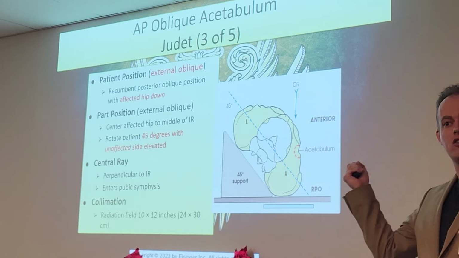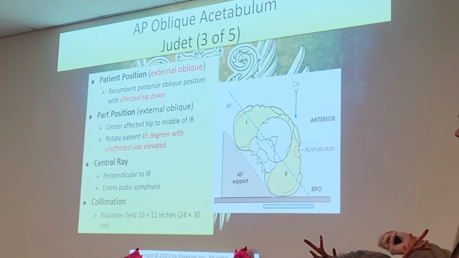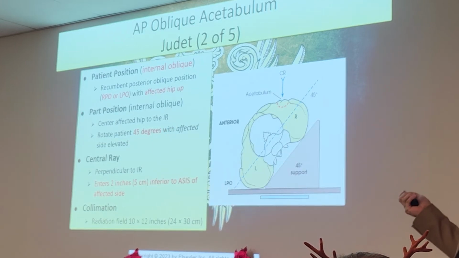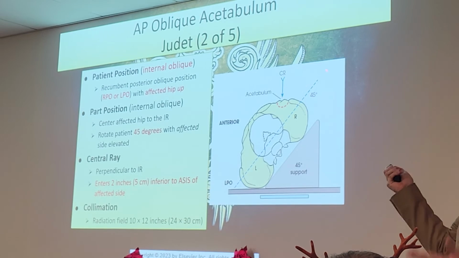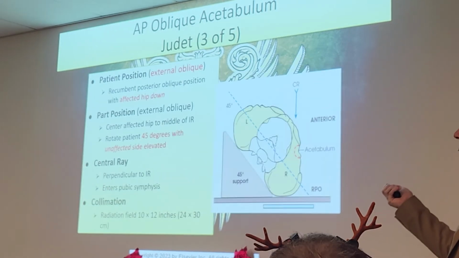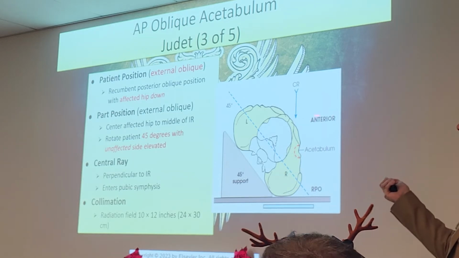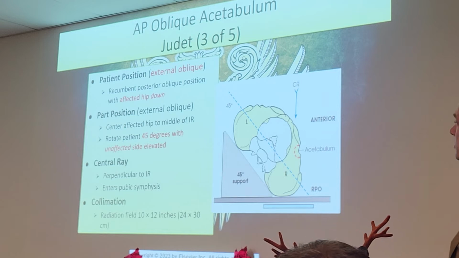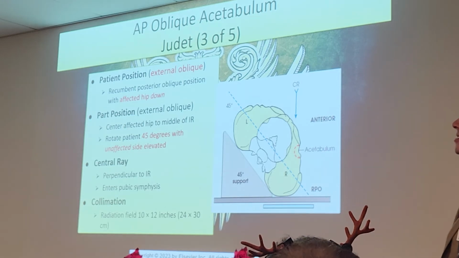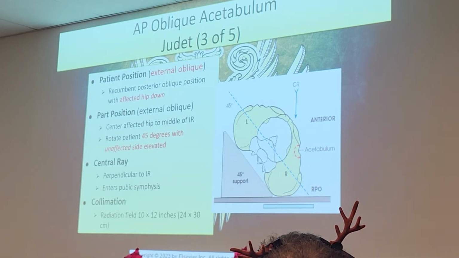All right, now this is going to be the external oblique. So now we're looking at the side that is down. Look at these two side by side. Internal oblique, we're interested in the right acetabulum. Internal oblique, side elevated. External oblique, now it's the side down. See the right side. And we always do both of these together. Still 45 degrees, we're going to put the affected hip down. We're going to put the central ray to the pubic symphysis on this one, entering directly into that pubic symphysis.